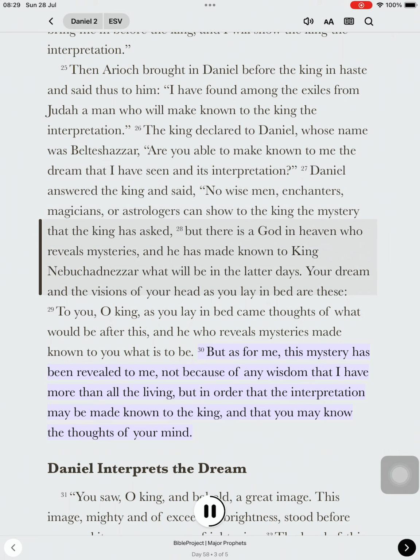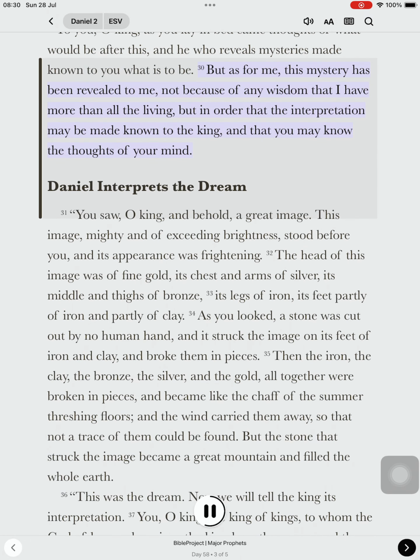But there is a God in heaven who reveals mysteries, and he has made known to King Nebuchadnezzar what will be in the latter days. Your dream and the visions of your head as you lay in bed are these. To you, O king, as you lay in bed, came thoughts of what would be after this, and he who reveals mysteries made known to you what is to be. But as for me, this mystery has been revealed to me, not because of any wisdom that I have more than all the living, but in order that the interpretation may be made known to the king, and that you may know the thoughts of your mind.